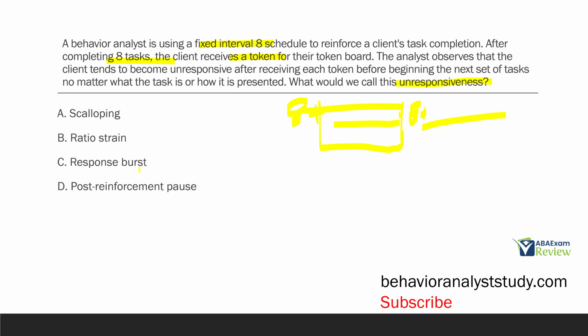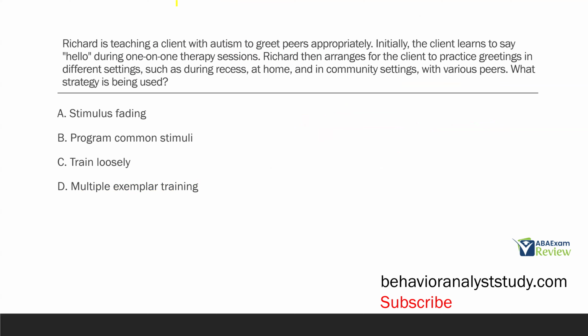It's not a response burst either. We don't have any responses, right? It's unresponsiveness. So what it's going to be is D, a post-reinforcement pause. The client receives the reinforcement. The client then pauses before engaging again to receive more reinforcement. So if there's unresponsiveness following reinforcement, we consider it a post-reinforcement pause.